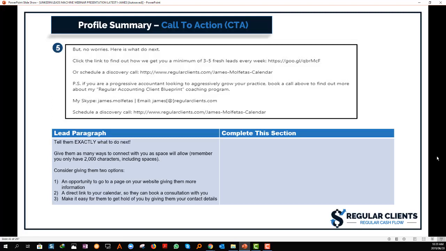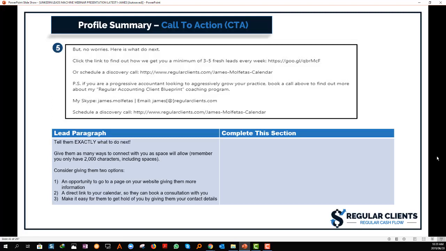Now, the reality is that's actually what I want people to do, because remember, that's what we're after. We want to get face-to-face with people. So I want them to schedule a discovery call, and now I'm using the branding. You can see the first part of that is regularclients.com. That's my website, slash James Malfetus calendar. That's just the link to my calendar. That's what I've called the page. So I'm branding both the company and myself.